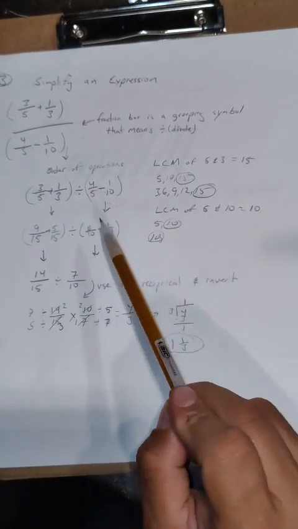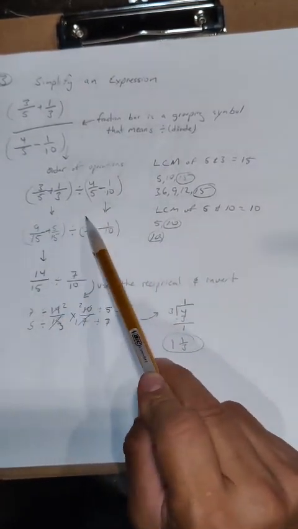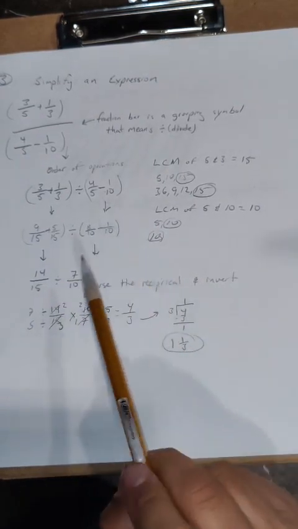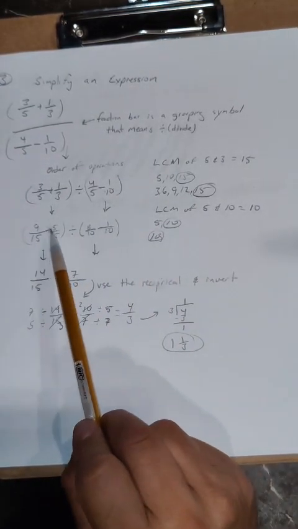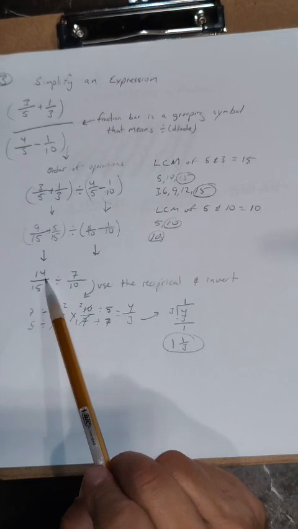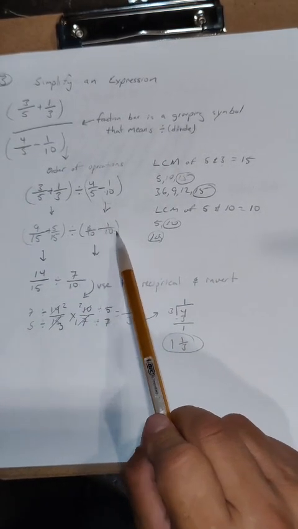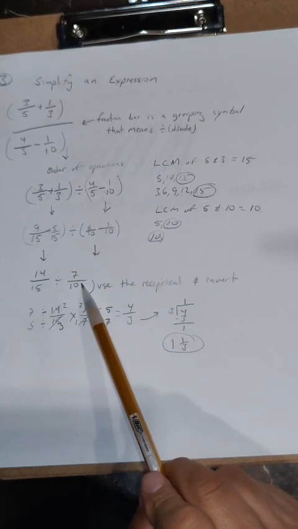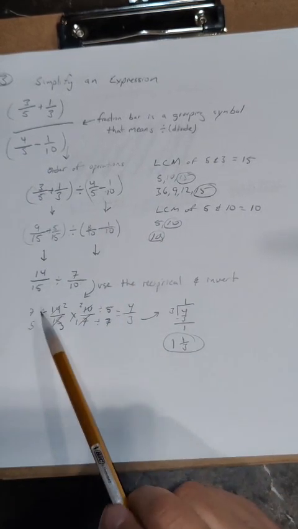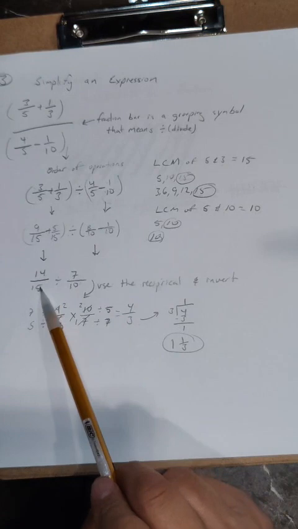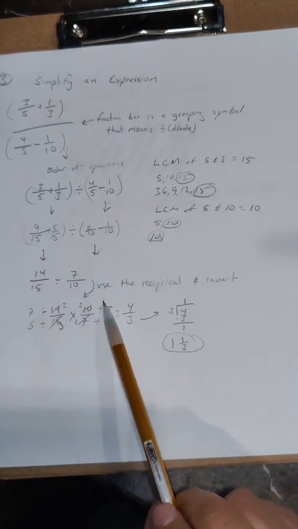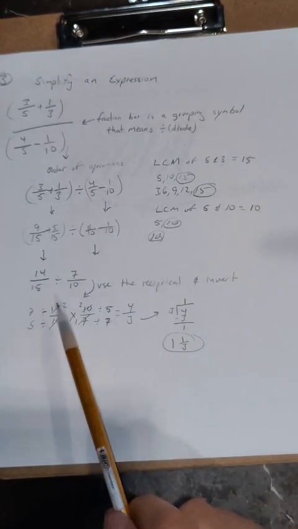Use the order of operations, so I had to solve them in groupings before dividing. 9/15 plus 5/15 equals 14/15, and 8/10 minus 1/10 is 7/10. Now I can divide. 14/15 divided by 7/10, using the reciprocal and invert.